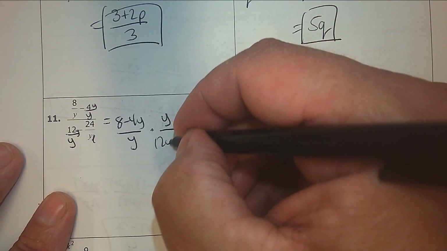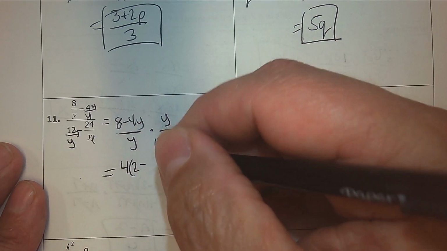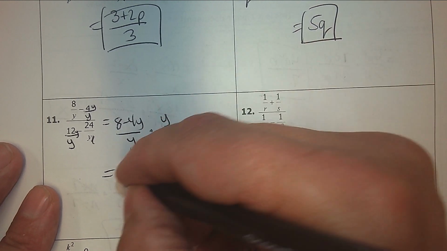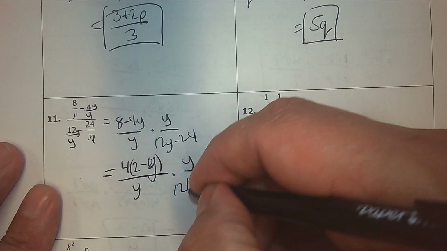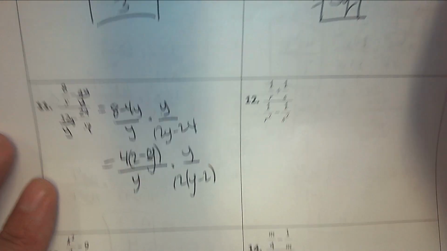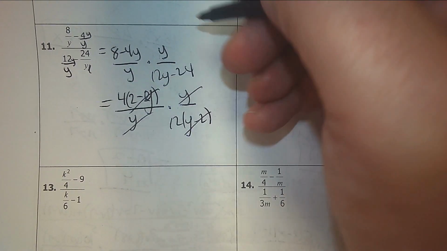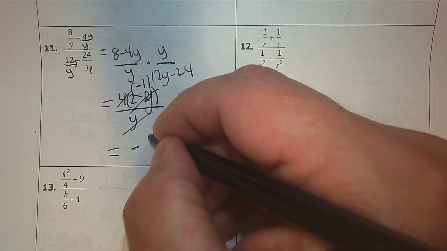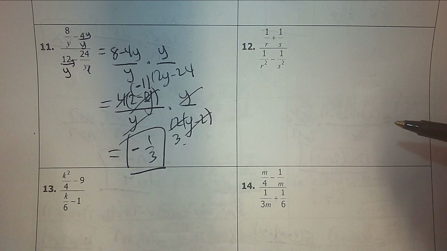All right, I'm going to factor out a 4. 2 minus y, duh. Factor out a 12, and then strike out. So y's, they divide out. Y subtract 2 and 2 subtract y are opposite factors, and 4 goes into 12 3 times. So all of that leaves me with negative a third. So we have negative 1 over 3 is the only thing that wasn't struck out.